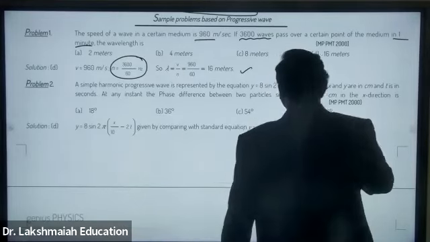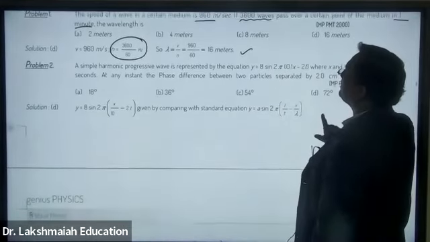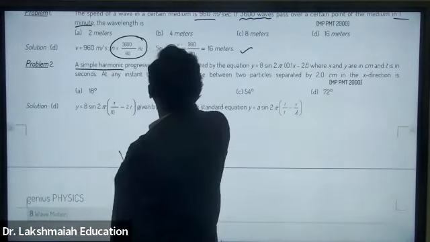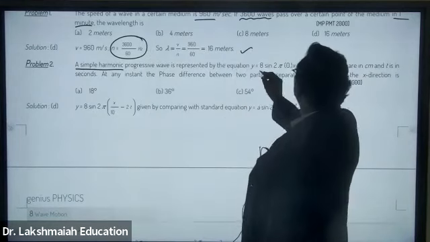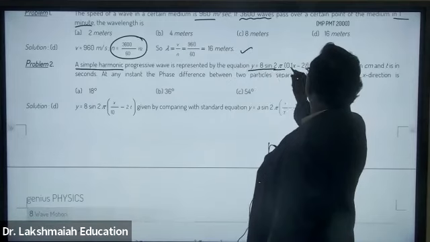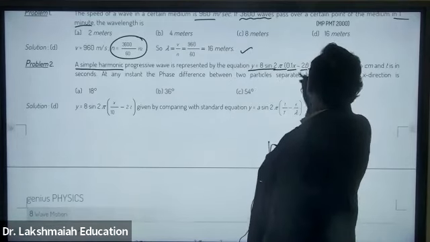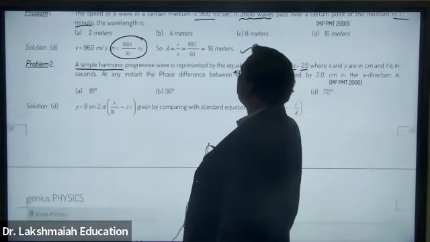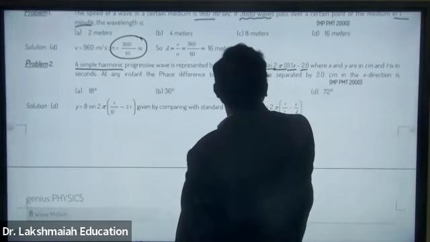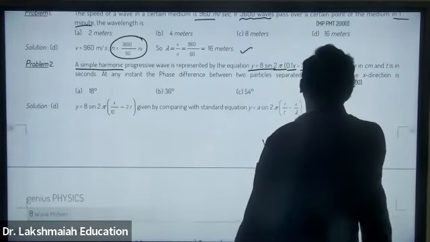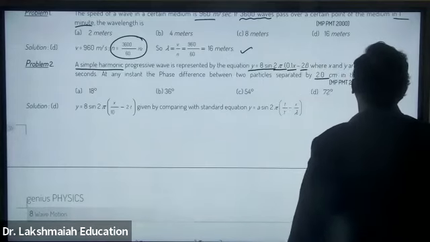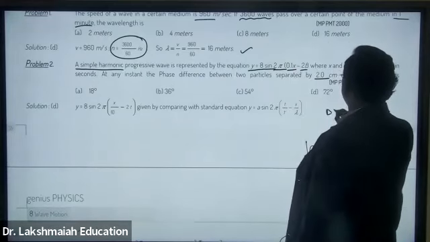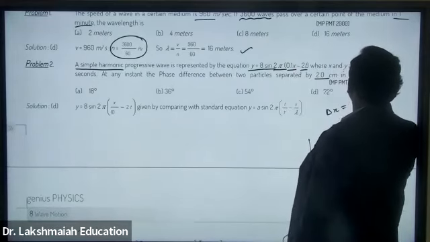Go for next question. A simple harmonic progressive wave is represented by the equation y is equal to 8 sin 2 pi (0.1x minus 2t), where x and y are in centimeters and t is in seconds. At any instant, the phase difference between two particles separated by 2 centimeters in the x direction is asked. Path difference they have given, delta x is equal to 2 centimeters.